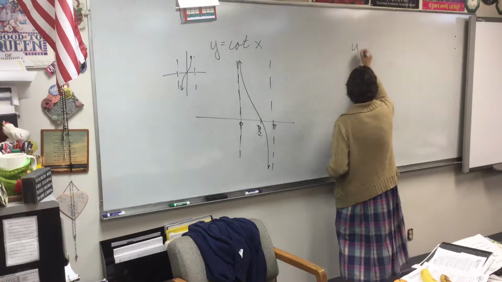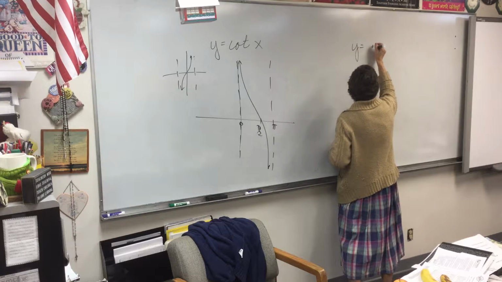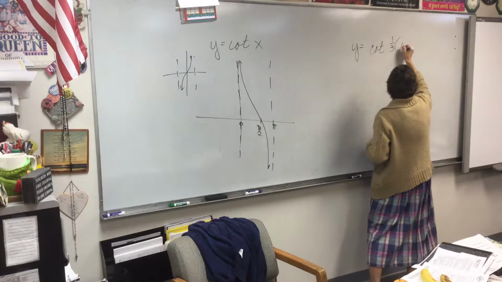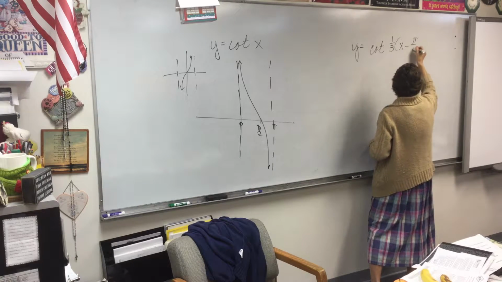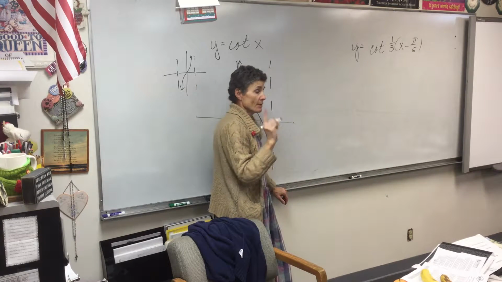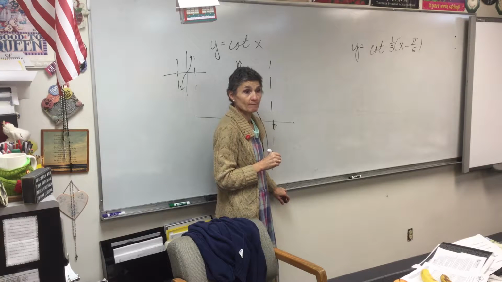So, in the case of a cotangent, let's say we had cotangent of 1/3 x minus pi over 5. All right, here we go. There's a phase shift in this problem. Would you agree? A horizontal shift?